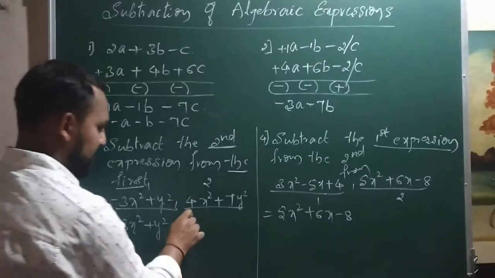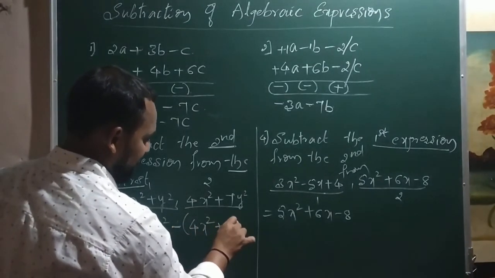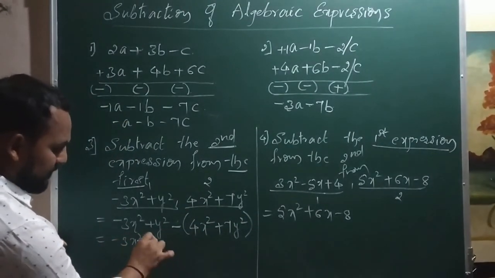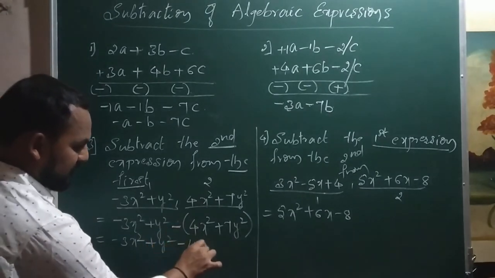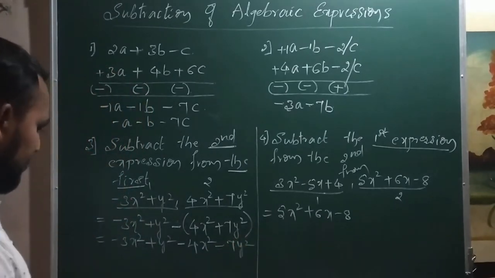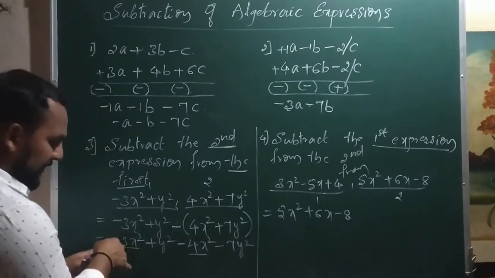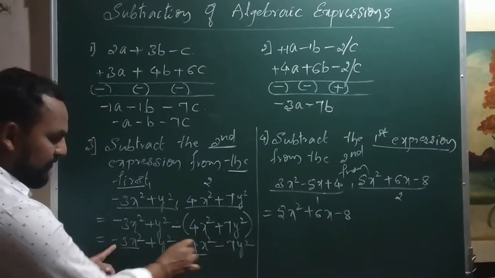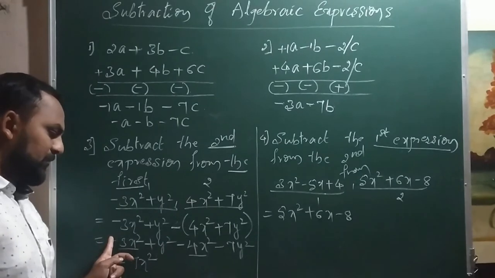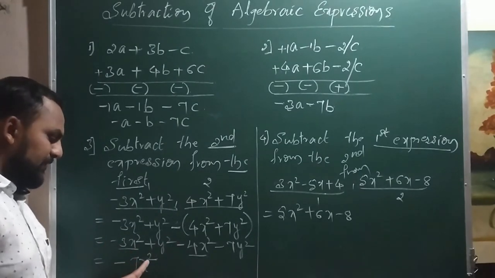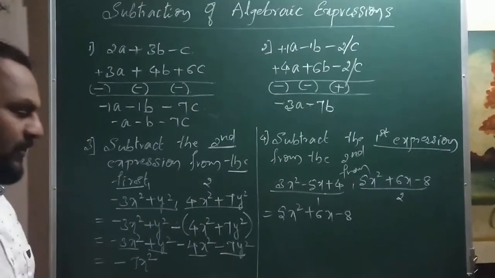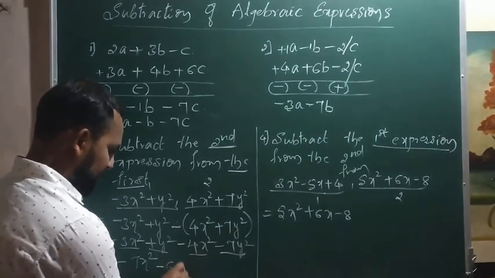The sign operation is subtraction. Minus 3x square plus y square, plus into minus 4x square, plus into minus 7y square. Here are the like terms: x square, minus 3x square minus 4x square. The sum of negative integers is negative, 3 plus 4 is 7, so minus 7x square. Then positive y square and negative 7y square: the difference is minus 6y square.